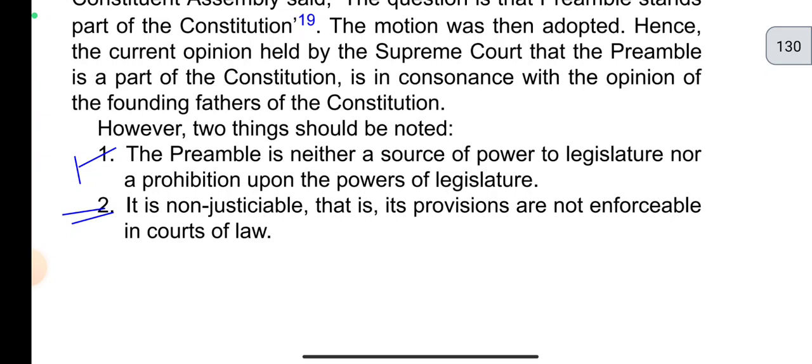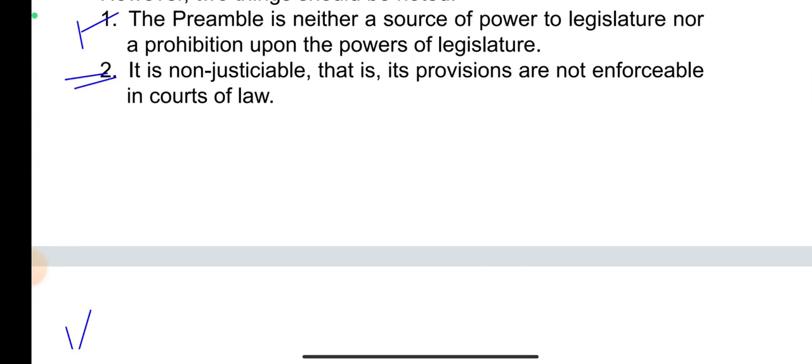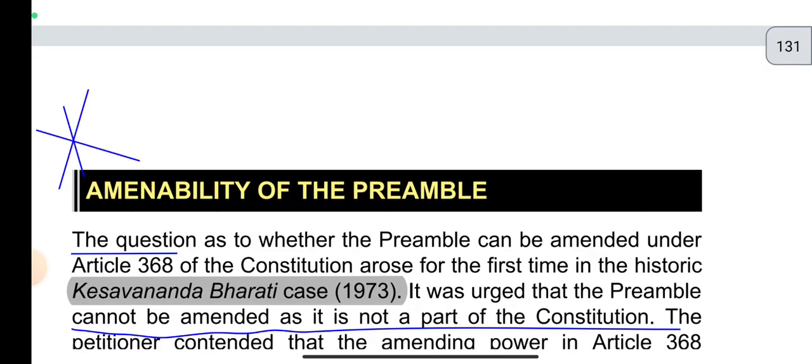However, two things should be noted. The preamble is neither a source of power to the legislature nor a prohibition upon the power of the legislature. It is non-justiciable, that is, its provisions are not enforceable in courts of law.